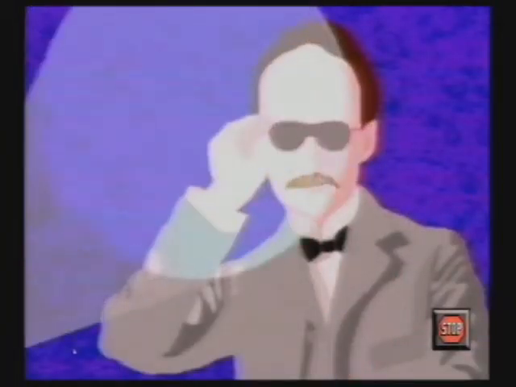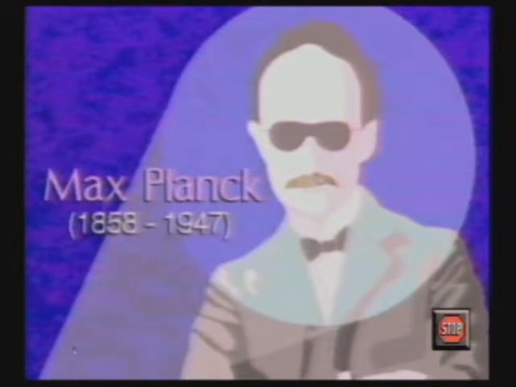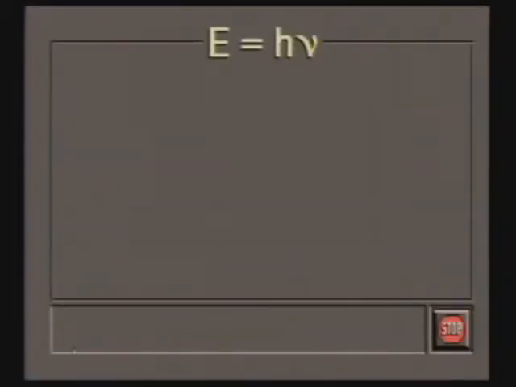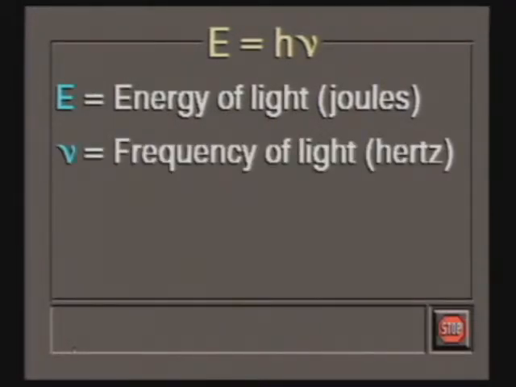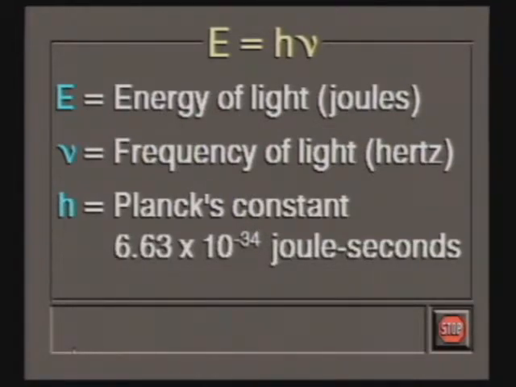In 1900, a German physicist named Max Planck suggested that the energy of light is directly proportional to its frequency. Planck developed the formula E equals h nu to show this relationship between the frequency and energy of light. In this equation, E is energy measured in joules and nu is frequency in hertz. h is a proportionality constant known as Planck's constant. The value of Planck's constant is 6.63 times 10 to the negative 34 joule-seconds.